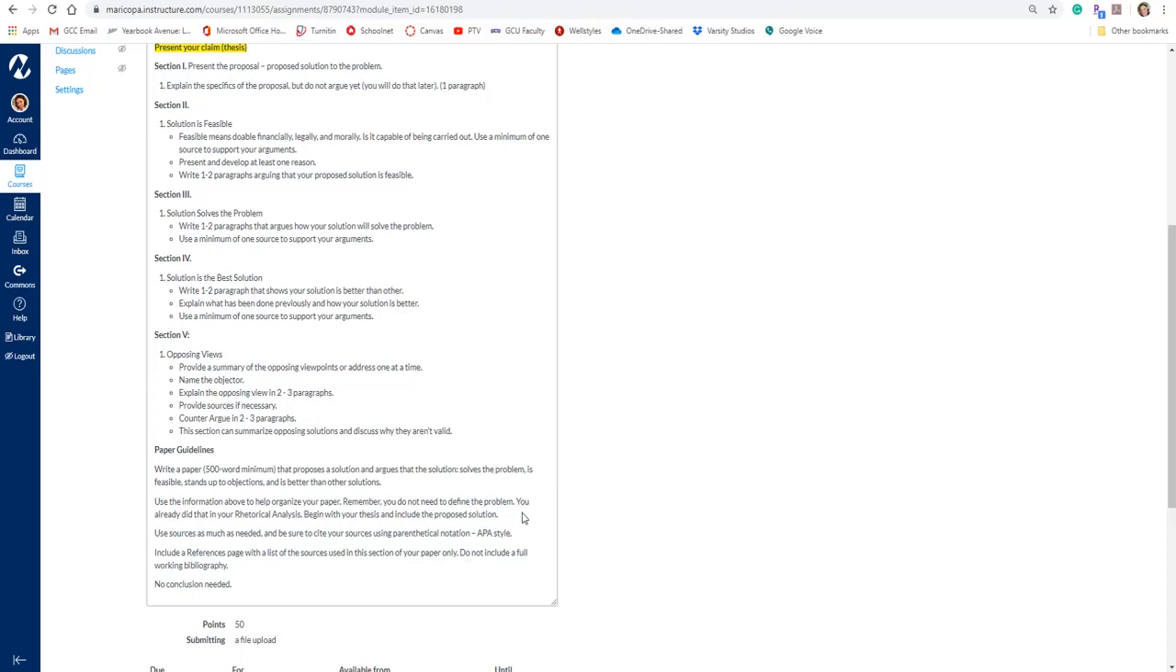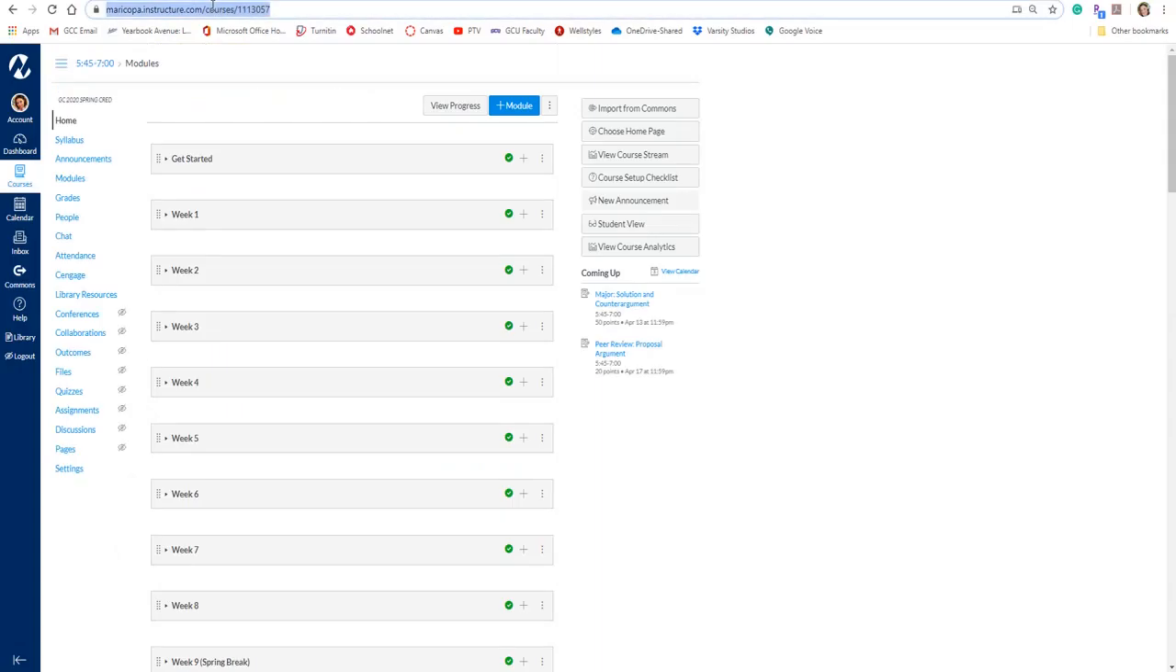We are beyond the working bibliography. You're now working towards a references page that includes only the sources you're actually using in the papers that you're submitting. Okay, so this is really significant. This should be really helpful. I do want to show you one more website that I believe is really important and could be really, really helpful for creating this solution and even possibly your counter argument.